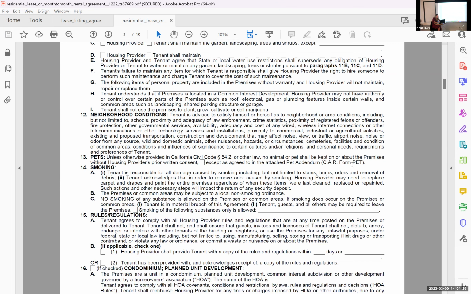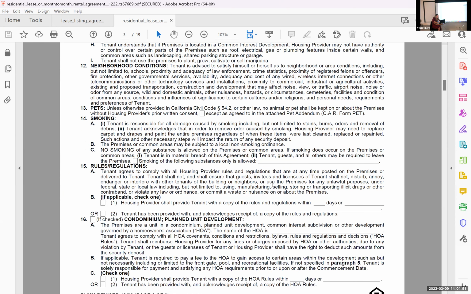All right, pets, there's a pet addendum. The acronym for it is PET. Okay, so you check this box. You wouldn't write it into the lease agreement. You would fill out the pet addendum. It's pretty simple. The way that contract is written is that nothing should be smoked at the property.